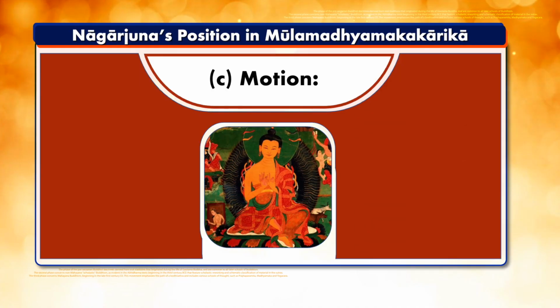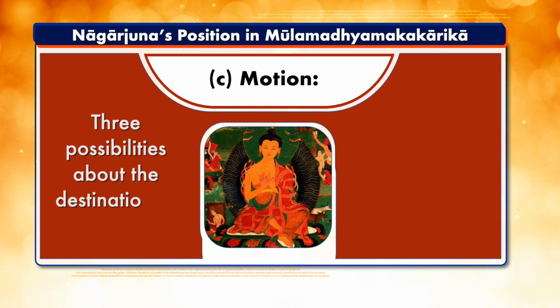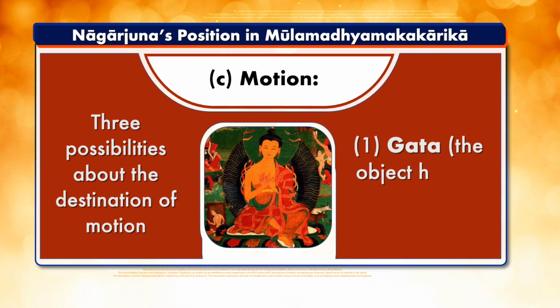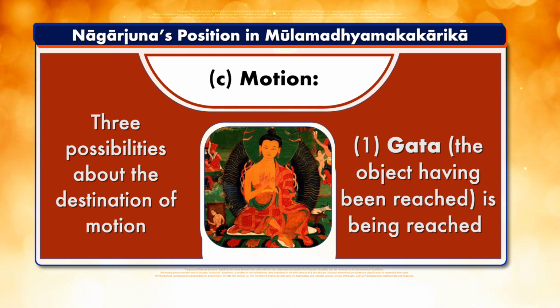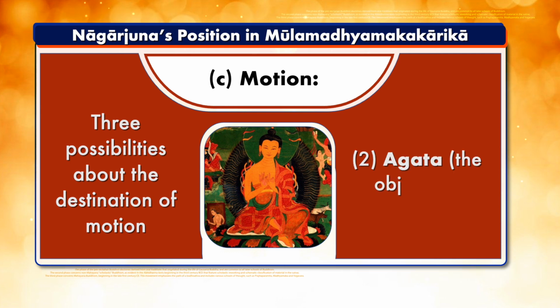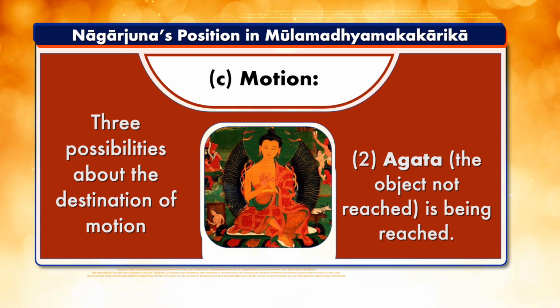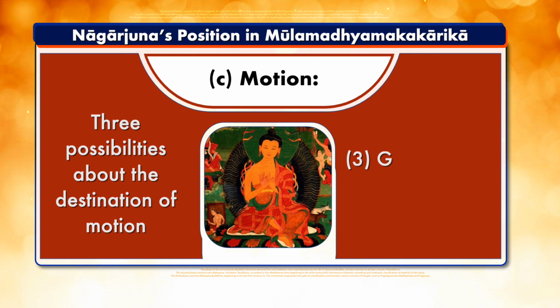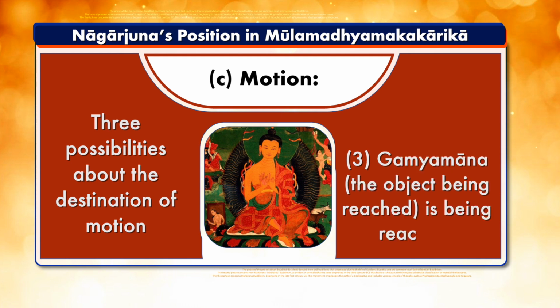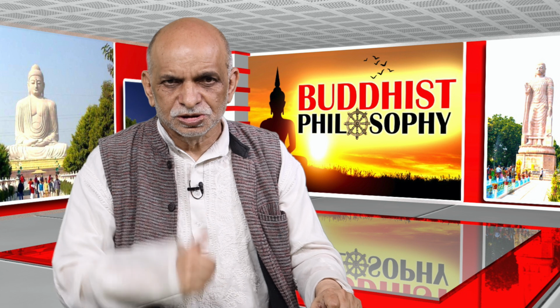This indicates three possibilities about the destination of motion, that is gamana. One possibility is gata, that is, the object which is already reached is being reached. Second possibility is agata, that is, the object which is not yet reached is being reached. And number 3, gamyamana, that is, the object which is being reached is being reached. Nāgārjuna denies all the three possibilities.